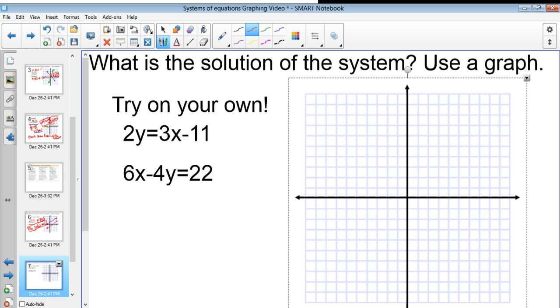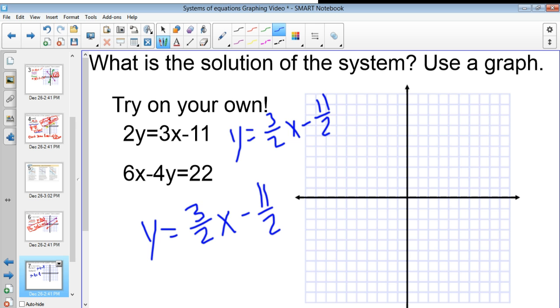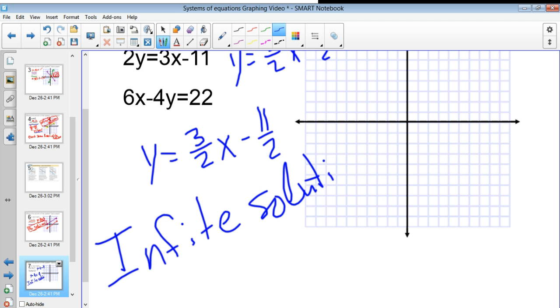Okay, moving on. Next one. Again, pause the video, solve this one, and then come back when you're done. So we find that this first one has an equation of y equals 3/2 x minus 11/2. And the same can be said of this equation. So they are the exact same line. So without even having to graph these, I already know that this is going to be an infinite amount of solutions. So infinite solutions, because they're going to intersect at literally every point.